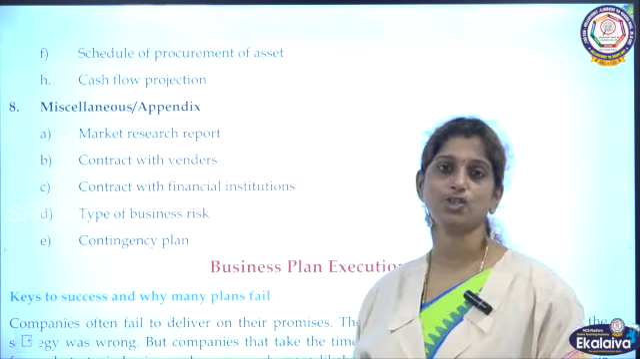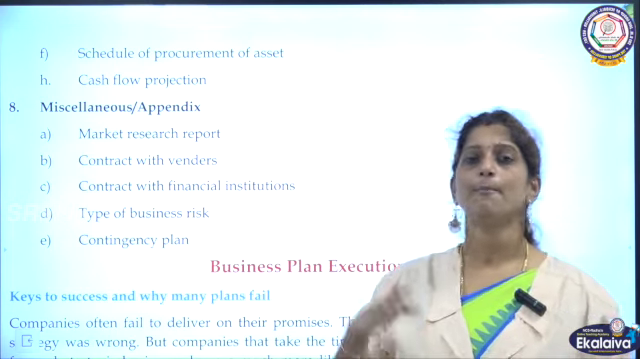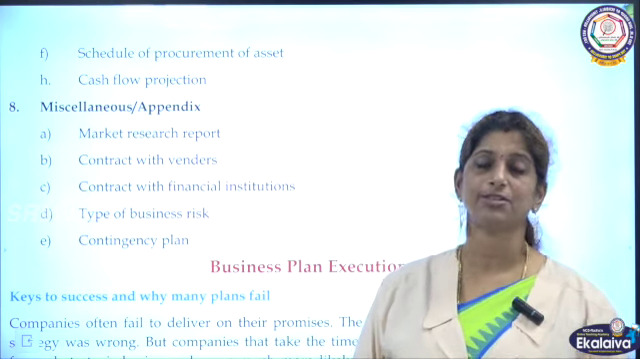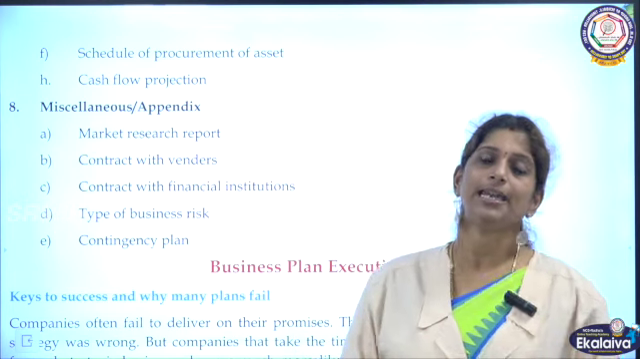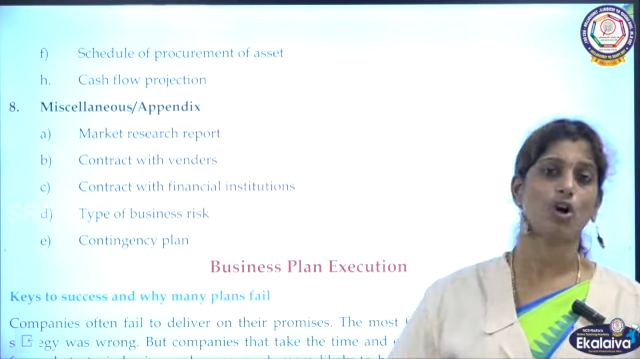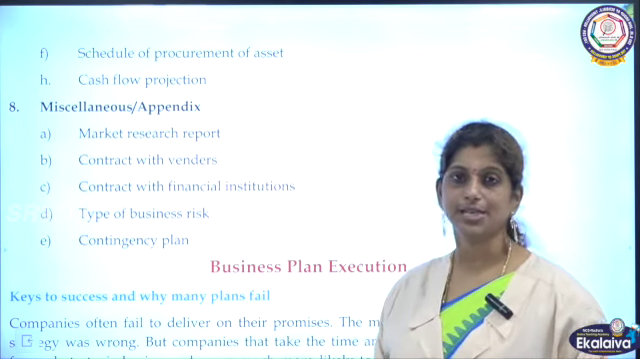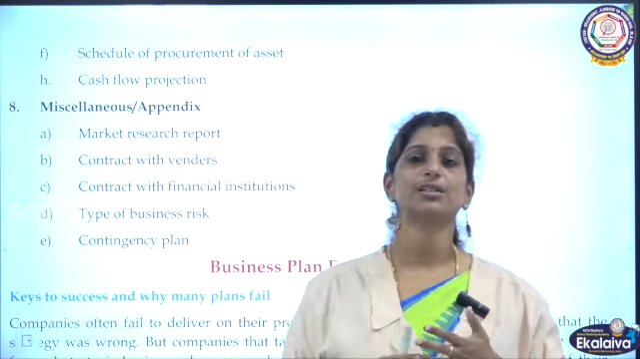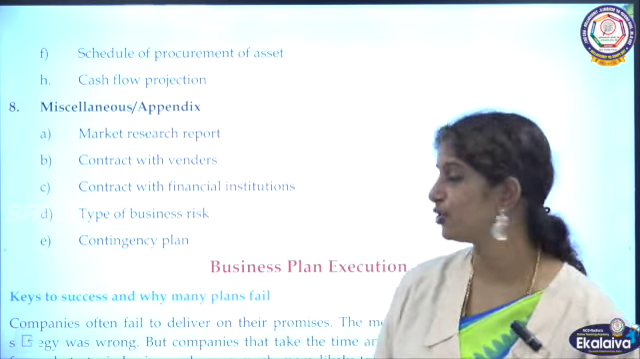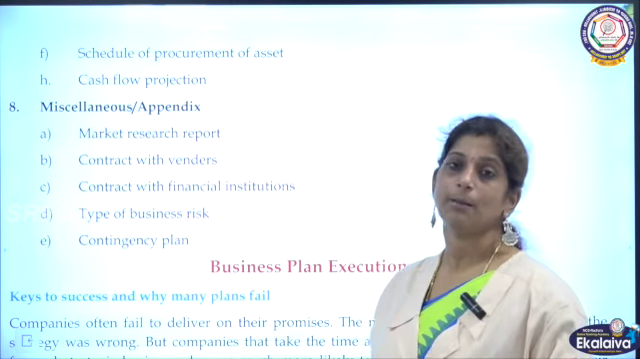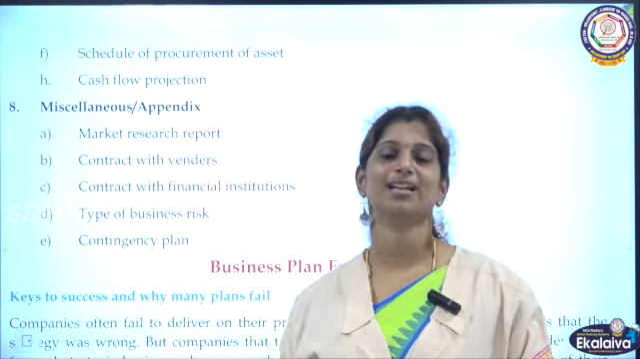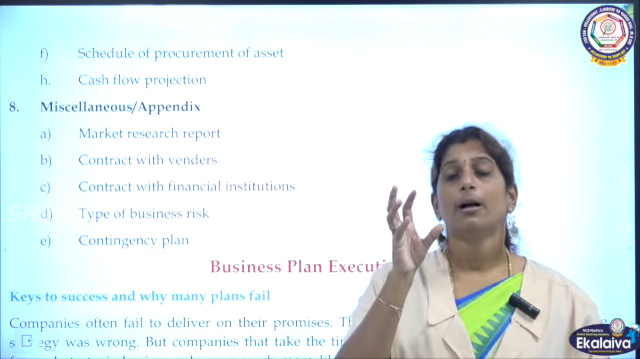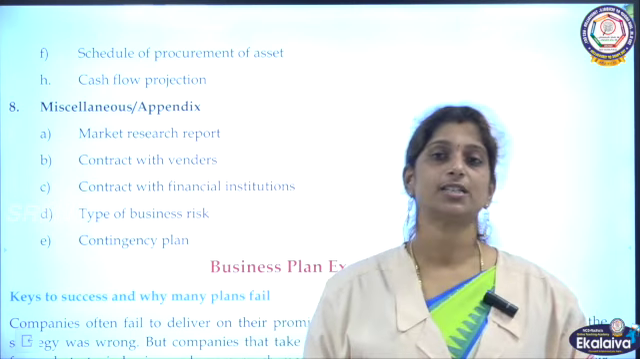Then the contract with financial institutions. So financial institutions, that could be the capital requirement which had been funded through venture capitalists or which had been sufficiently addressed by the banks. So that contract should be mentioned. Then the type of business risk. So if the business is under the category of low risk or moderate risk or higher risk, that has to be mentioned. And finally, the contingency plan. So the business continuity plan, that has to be clearly mentioned. So all these put together forms the elements of a perfect business plan.